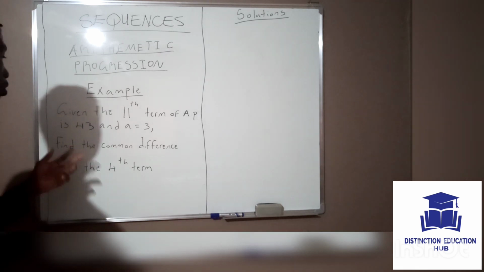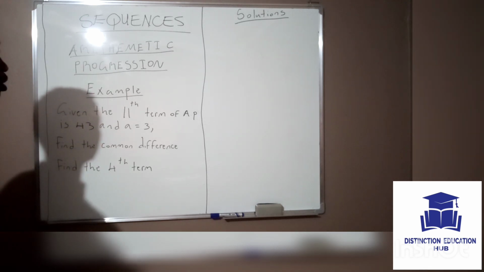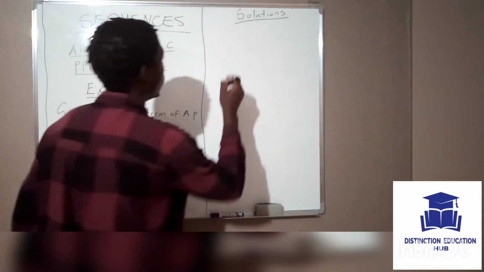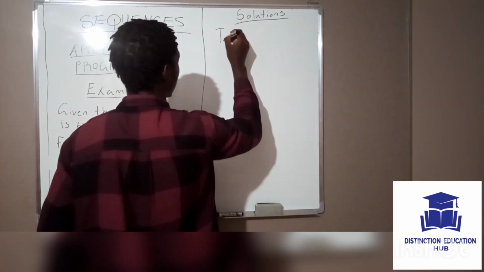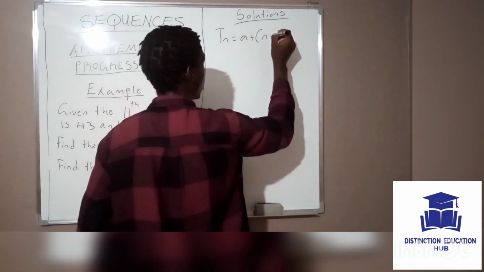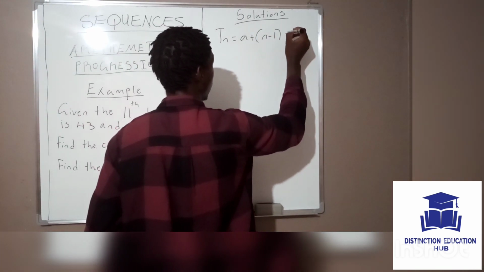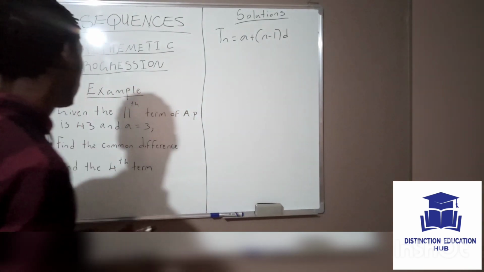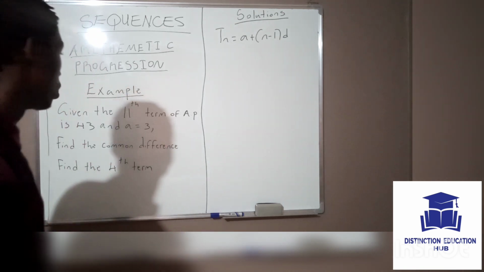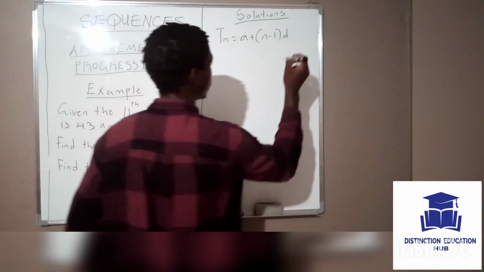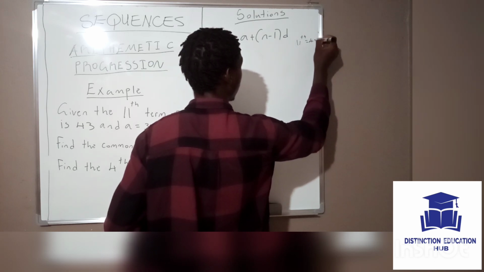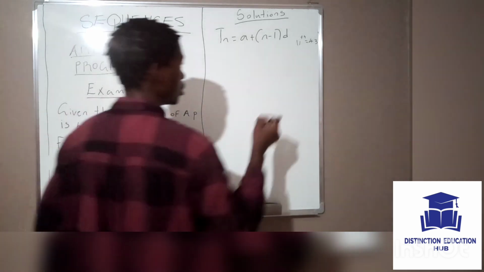We'll start by finding the common difference. In this case, we're going to use the formula for the arithmetic progression, which is Tn is equal to a plus, open brackets, n minus 1, close brackets, d. Remember, it's important to note down your data. So the 11th term is 43 and our first term is 3.